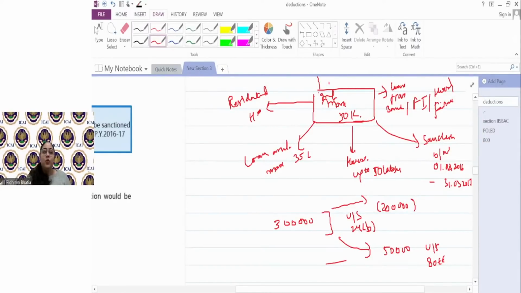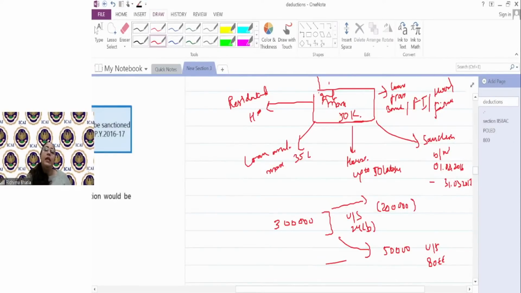Also, see guys, I told you this deduction is for the motive of the government to make sure that people have a house, correct? So that they feel that whatever interest I'm paying, I'll get an additional deduction of 50,000 apart from 24B. So they feel motivated to take houses. That's why they take it up.